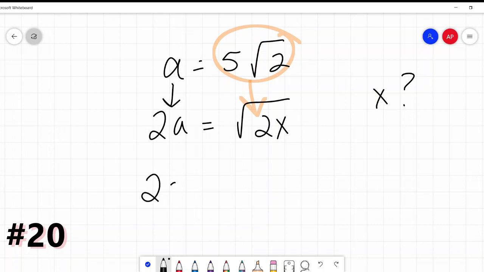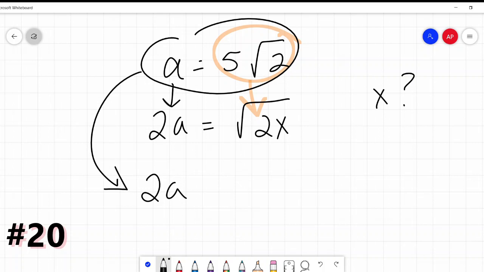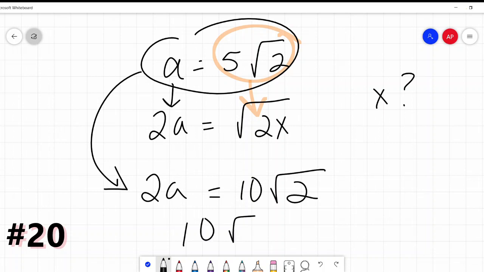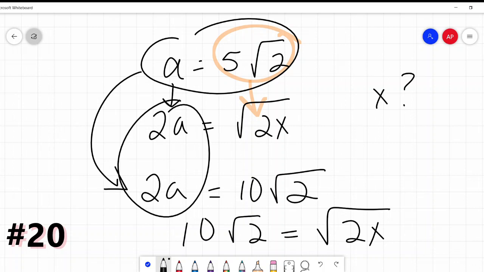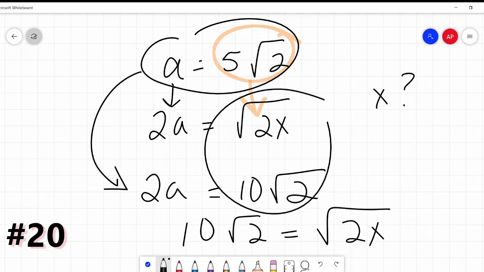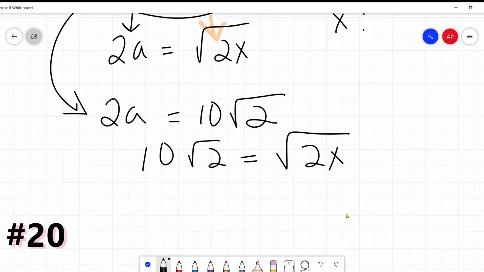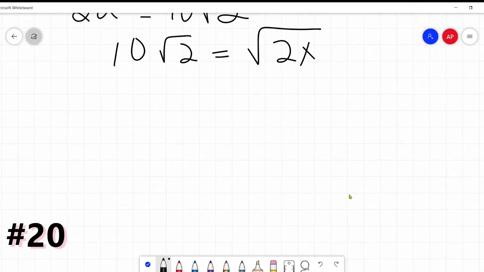I'm going to multiply this top one by 2, and I get 2a equals 10 times the square root of 2. Okay, so now I know 10 times the square root of 2 equals the square root of 2x, because 2a equals 2a, same thing, so these must be equal as well, right? Right. So 10 times the square root of 2 equals the square root of 2x. So that's all I'm going to look at right now. I want to solve for x.